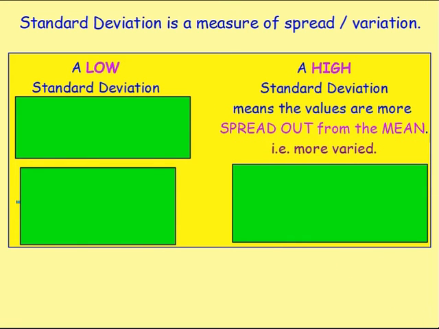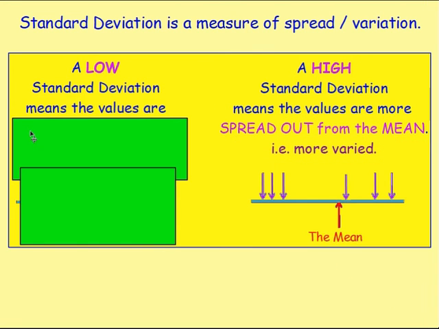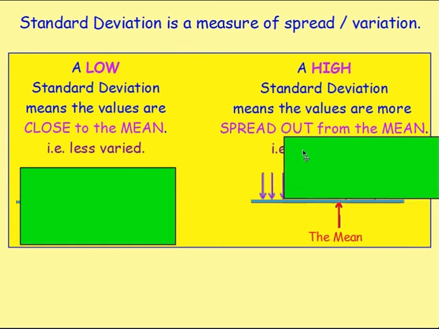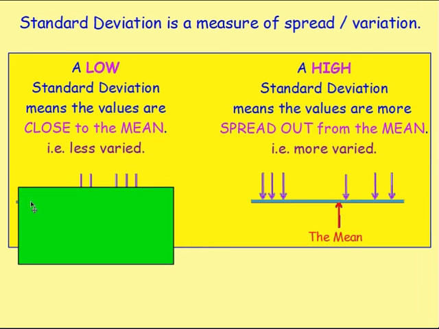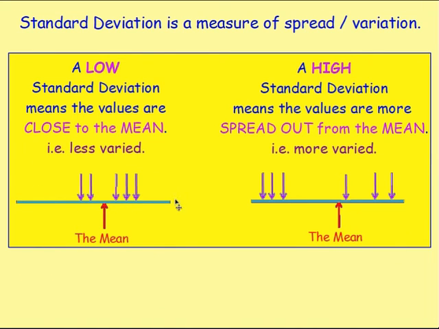In other words, they're more varied. If you have a low number, though, what it means is that the values will be close to the mean, so there's less variation in the results. So you may have something that looks like this. Again, if you had a number line, you may have the mean here, so the points might be a bit closer to the mean. There's not as much variation. That is what the standard deviation is all about.